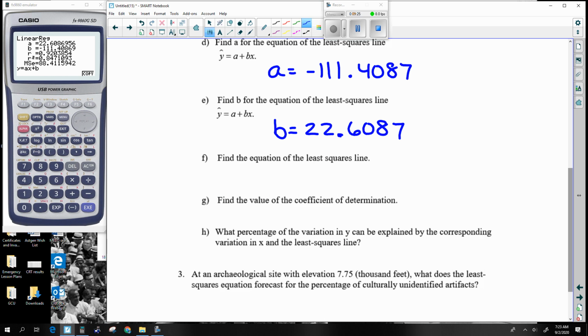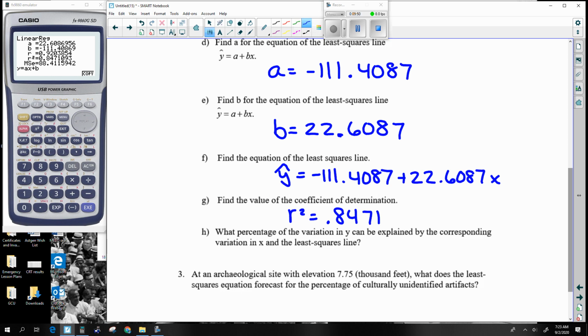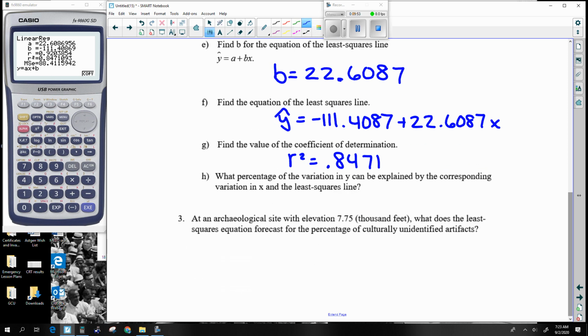Making the equation of the line y hat is equal to a plus bx. Find the coefficient of determination, that's r squared. R squared is equal to 8.8471. What is the percentage of y that can be explained by the corresponding variation of x? That is just the coefficient of determination as a percentage.